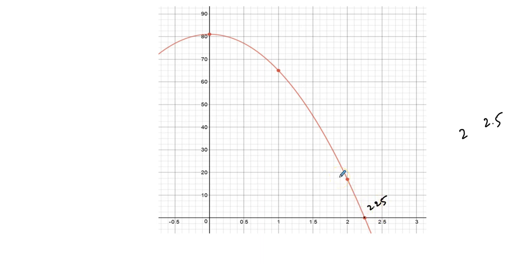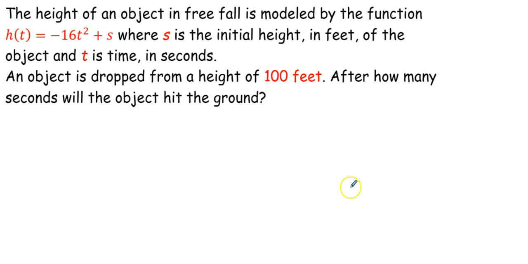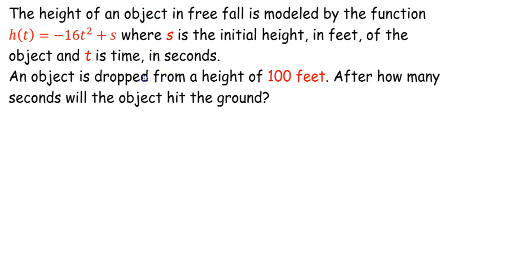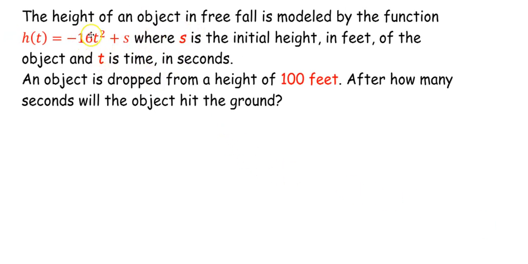The same thing you can also get by using your graphing calculator. Okay, now I have one problem for you. The situation is just the same. The height of an object in free fall is modeled by the function h of t equal to negative 16t square plus s, where s is the initial height and t is the time. In this case, the object is dropped from 100 feet. So after how many seconds will the object hit the ground?